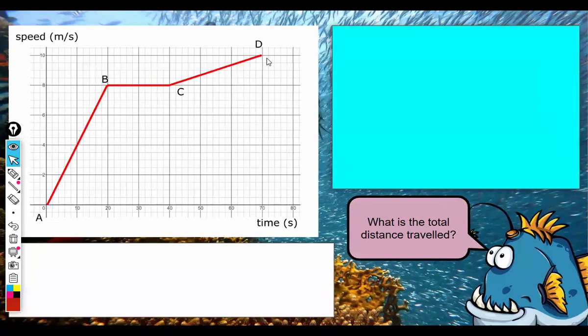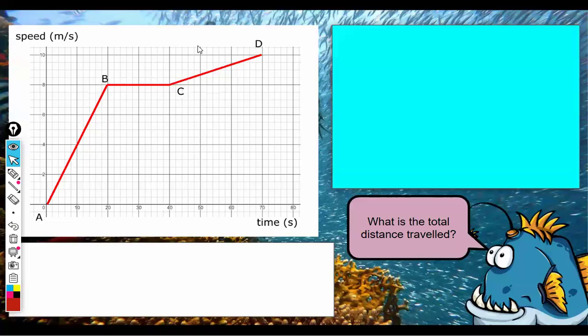Let's see this question. Now they're asking for the total distance traveled. Now, this is almost like a primary school or Form 1 question, right? You have to find the area underneath the shape, but you want to break it up into different shapes, right? There are 4 different shapes here. 2 rectangles and 2 triangles. I'll call these shapes A, B, C, and D. Find the area of each shape and add them up.